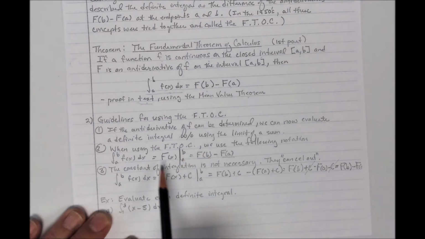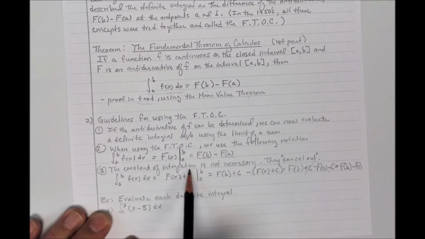Now notice here, I don't have a plus c because the constant of integration cancels out. If you look at this with a constant of integration, so we take the antiderivative of lowercase letter f of x dx, we get capital F of x plus a constant.